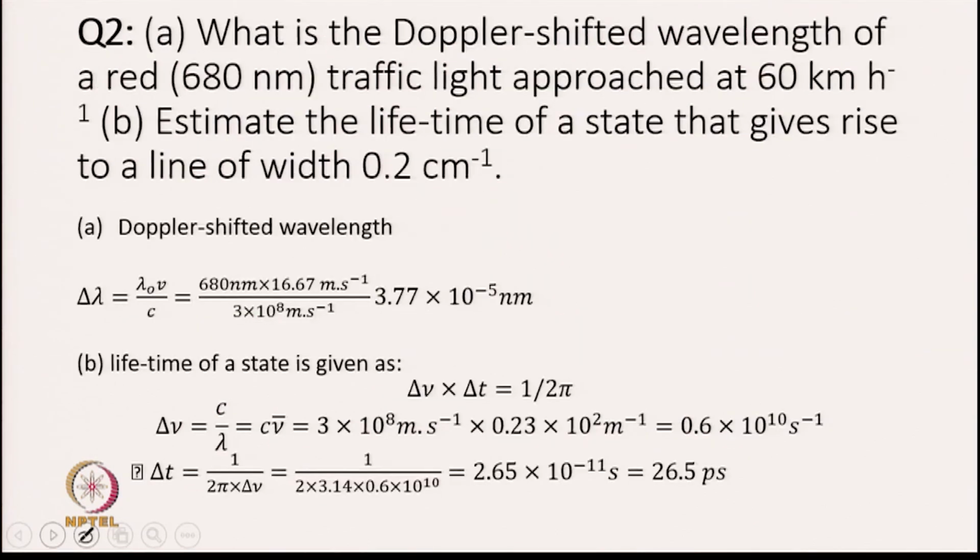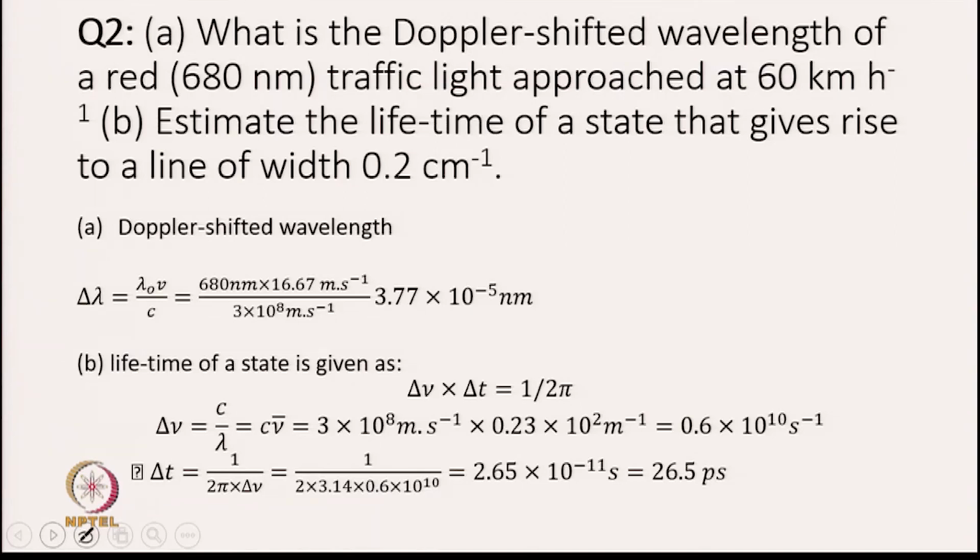Okay, next question is broadening of peak based on Doppler shift. So, what is the Doppler shifted wavelength of a red traffic light, which has wavelength 680 nanometer, approached at 60 kilometer per hour? And the second part is, estimate the lifetime of a state that gives rise to a line width of 0.2 centimeter inverse.